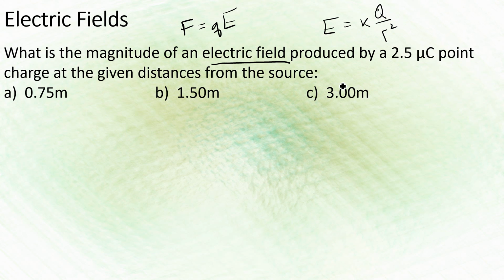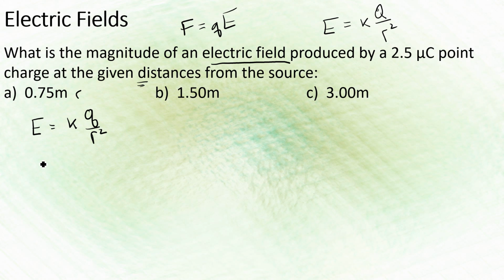So what is the magnitude of an electric field produced by a 2.5 microcoulomb point charge? We are considering all our charges to be point charges, so just note that, at the given distances. So we have a distance, right? So this is our r. We know we're going to have to use the E equation right there. I don't know why I used the capital Q, but it doesn't matter.